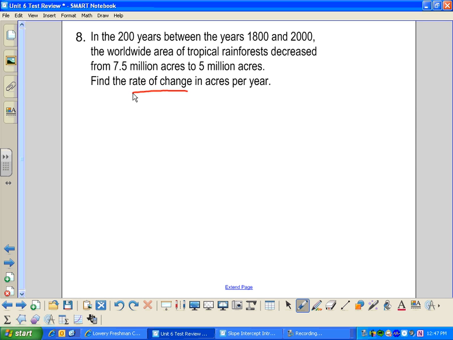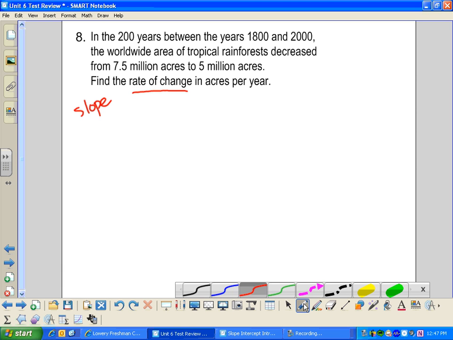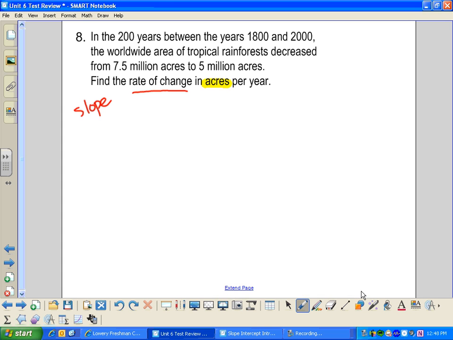What does rate of change mean? Rate of change, that means slope. I'm looking for the slope. And I've got some great data here. And it tells me that my slope is acres per year.